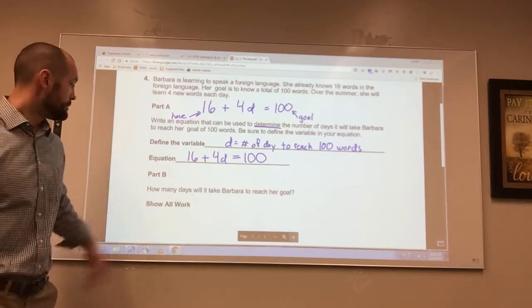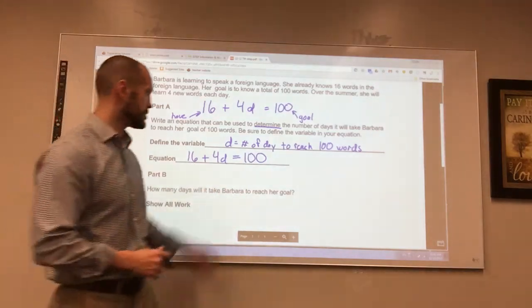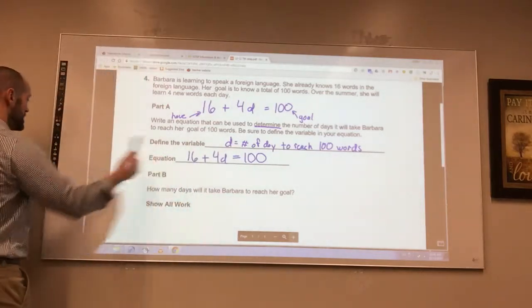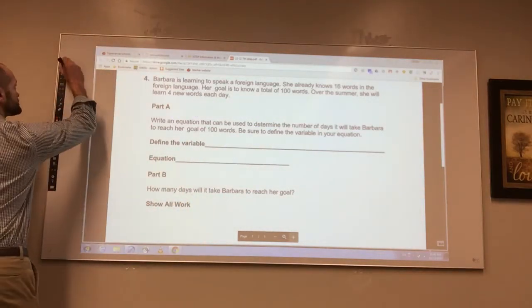Okay? Part B, how many days will it take? Now they're asking us to solve. Okay? Game time. Let's get to work. I'm going to scroll this. Remember this equation? 16 plus 4D equals 100.